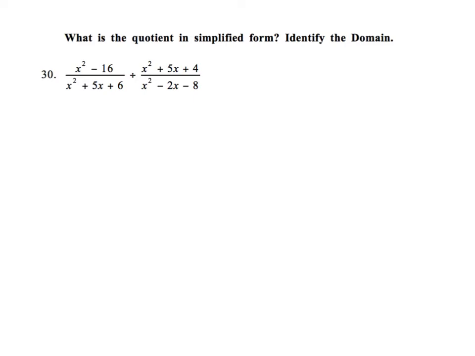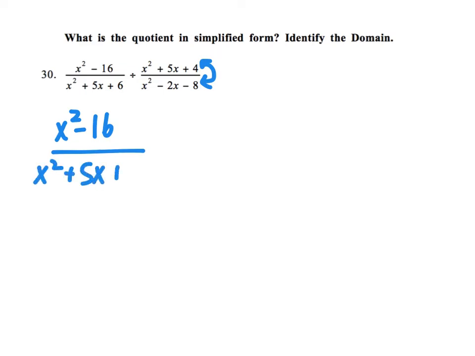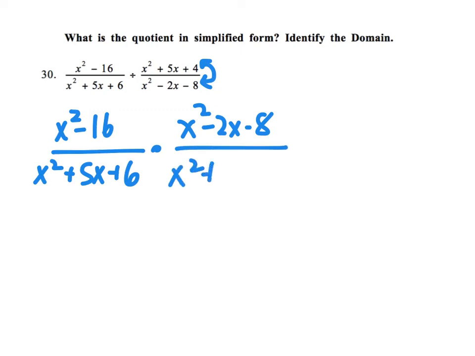The next one says, what is the quotient in simplified form? Identify your domain. All right, if we are doing quotient, if we are dividing, what we're going to do is flip that second fraction and multiply. So I'm still going to have x squared minus 16 all over x squared plus 5x plus 6. But now we're going to multiply by x squared minus 2x minus 8 all over x squared plus 5x plus 4.